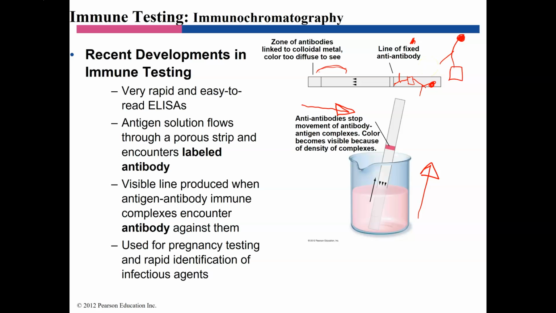So the antibodies will get concentrated on these lines where there's antibodies to the antigen, and all of a sudden, you'll see colors develop. You should always see the control line showing up because that tells you that your strip is still good and still working. The test line will only show up when the test antigen was present in your solution. So for a pregnancy test, you're looking for the HCG antigen, but if it's some other type of test, you're looking for another specific antigen.